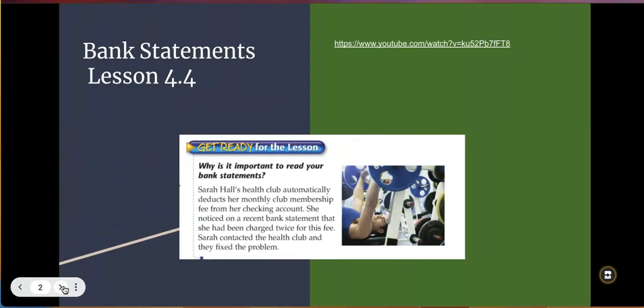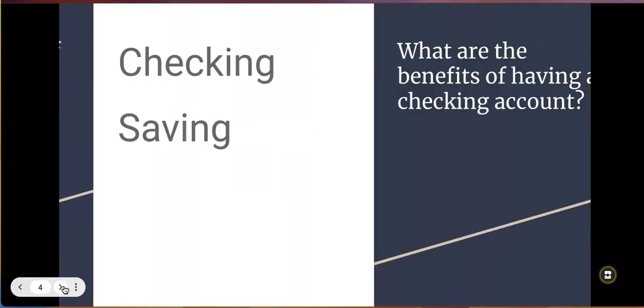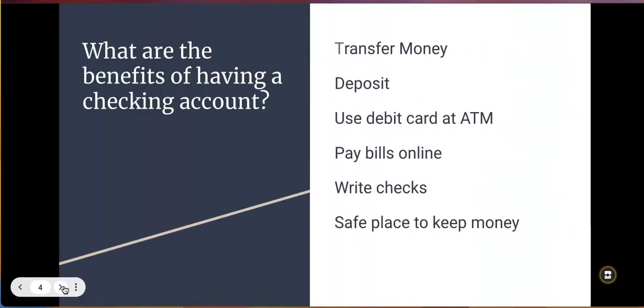Okay, lesson 4.4 is about bank statements. So we are going to talk about two types of banking accounts. We're going to be talking about checking and about savings. What are some benefits of having a checking account? You can transfer money, you can make deposits, you can use a debit card at an ATM, you can pay your bills online, you can write checks, and it's a safe place to keep your money.